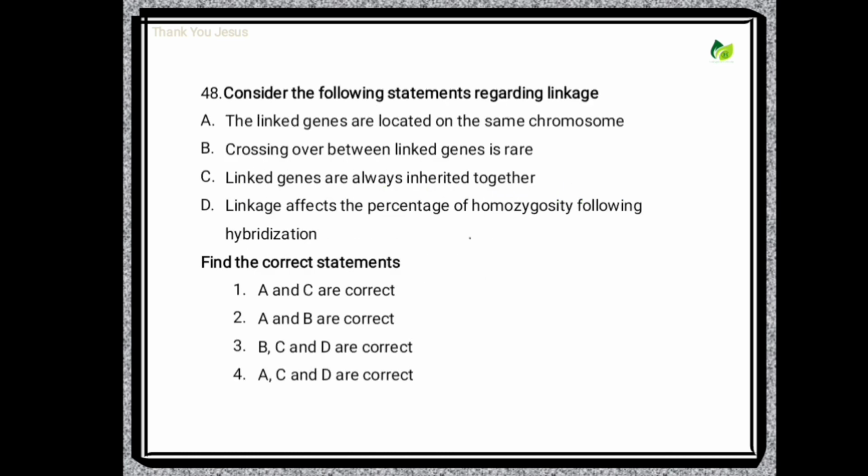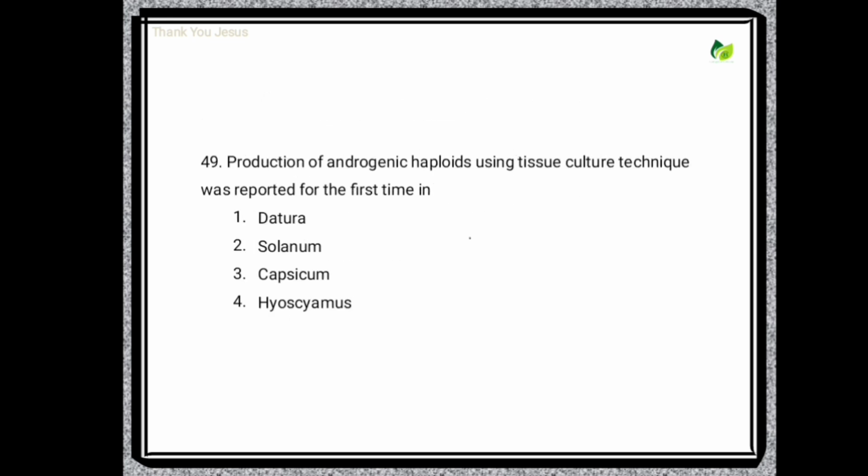Consider the following statements regarding linkage. Here we have to pick the correct statements. The linked genes are located on the same chromosome. Crossing over between linked genes is rare. Linked genes always inherit together. Linkage affects the percentage of homozygosity following hybridization. A and B statements are correct. Next: production of androgenic haploids using tissue culture technique was reported for the first time in Datura, Solanum, Capsicum, or Hyoscyamus. The correct answer is Datura.